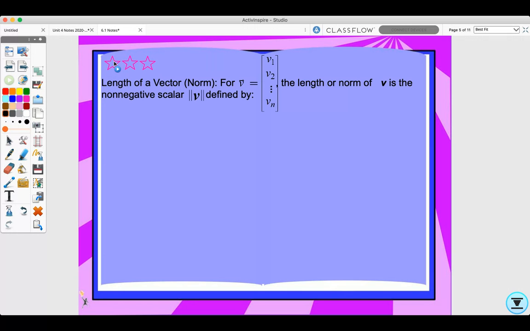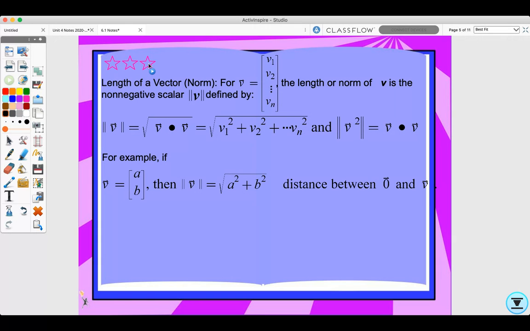Combining parts b and c, one can show the following. Length of a vector, norm. For vector v, the length or norm of v is the non-negative scalar, double absolute value of v, defined by the following. So the norm of v is the square root of v dot v. And the norm of v squared would be v dot v. For example, if vector v was (a, b), then the norm of v would be the square root of a squared plus b squared, the distance between vector 0 and v.